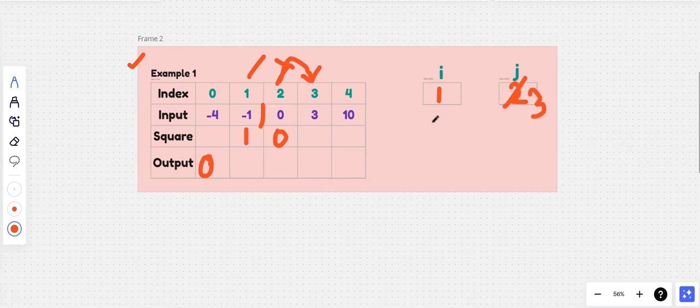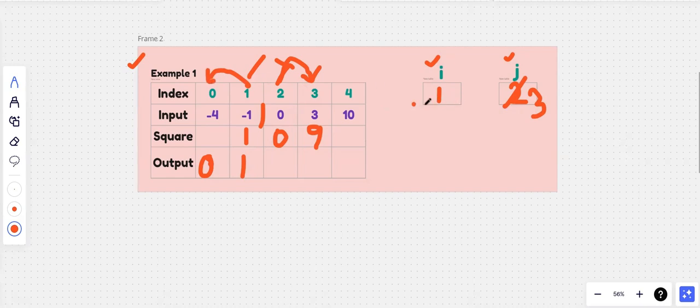Now again we will compare the squares of the numbers at position i and j, that is 1 and 3. So the square of the number at position 1 is 1 and the square of the number at position 3 is 9. So out of 1 and 9, 1 is smaller. So we will move the pointer 1 step backward.